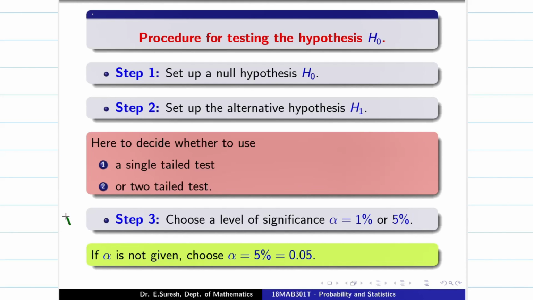So the next one is step 3, significance level. By default, it will be given as 1% or 5% in the question. If it is not given, we always choose alpha as 5%. Then from the table value, one-tail or two-tail, we are going to catch the data.